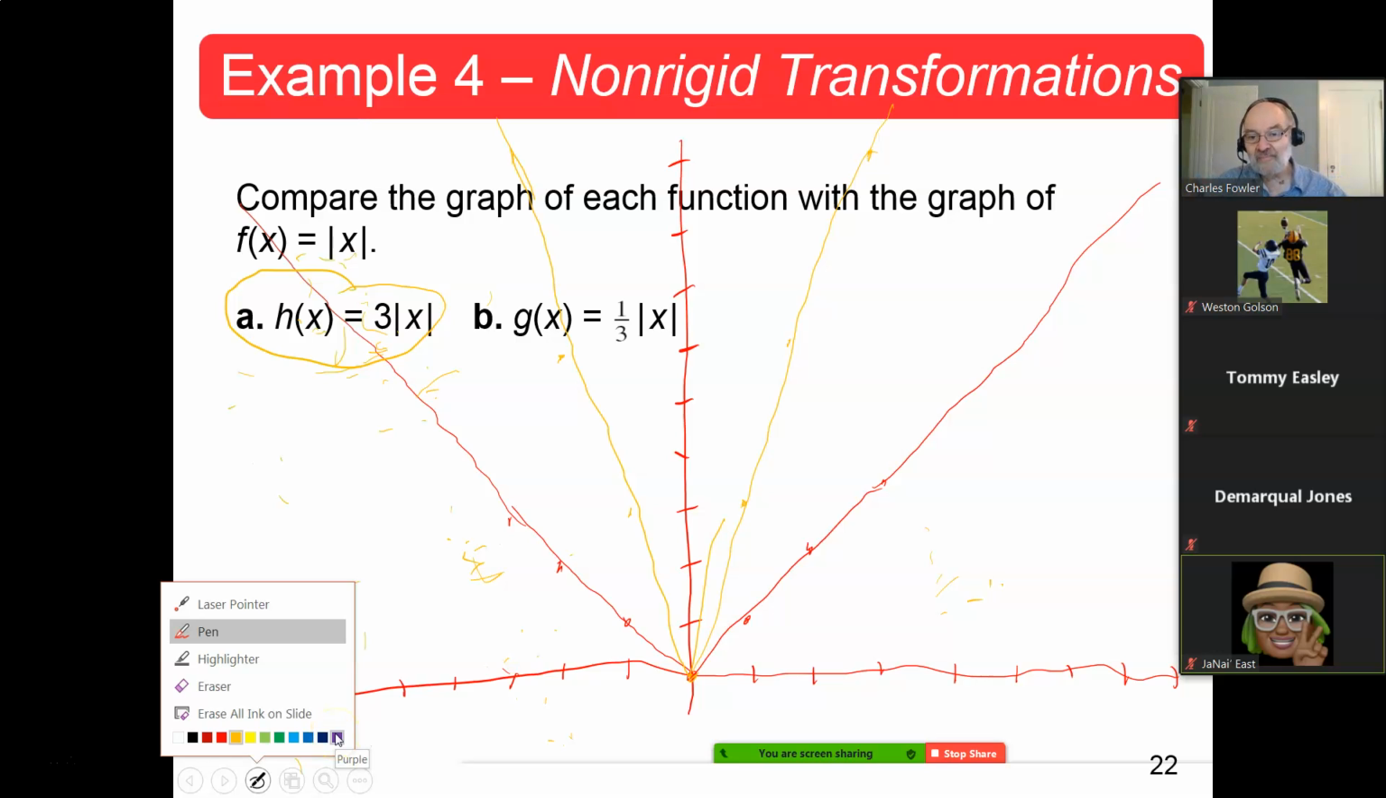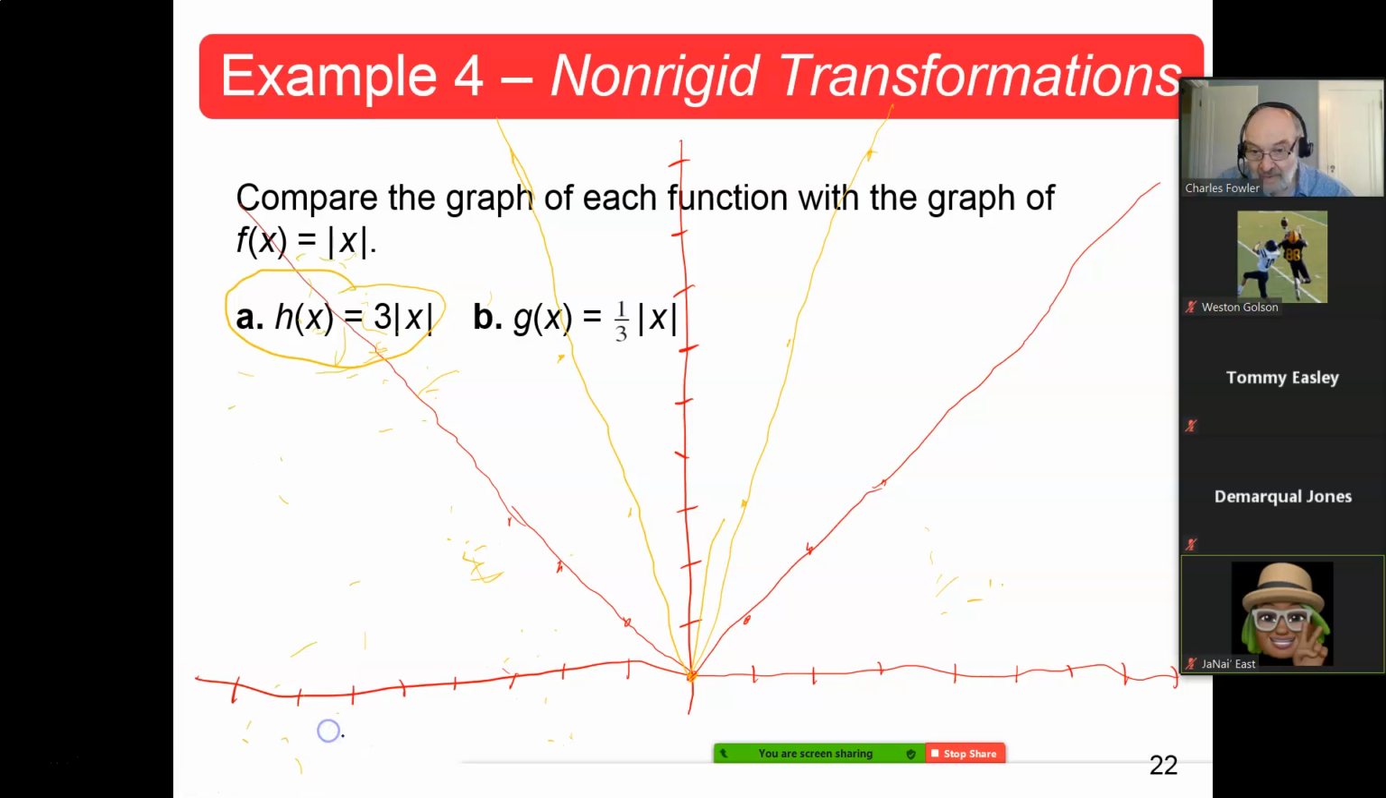Pick a color. Not red, not orange. Purple. Okay, we'll go with purple. Oops, I don't think I got purple. Okay, yeah, we got purple. So g is going to be purple here, a little bit darker than our lavender before.